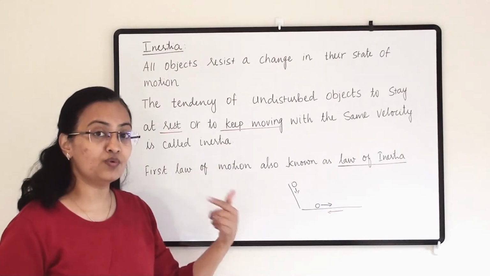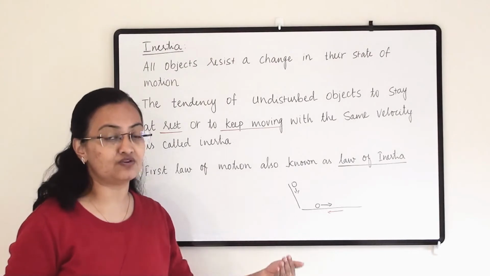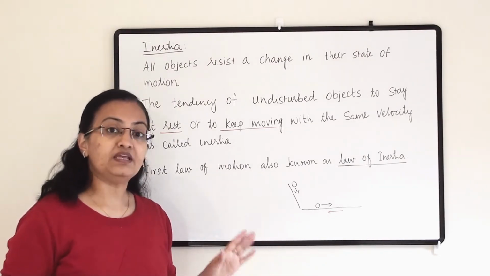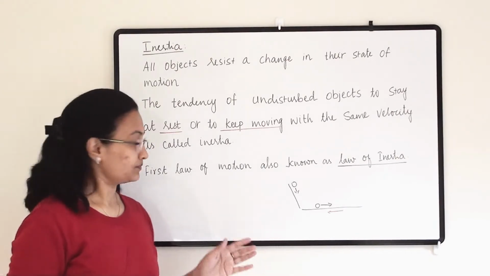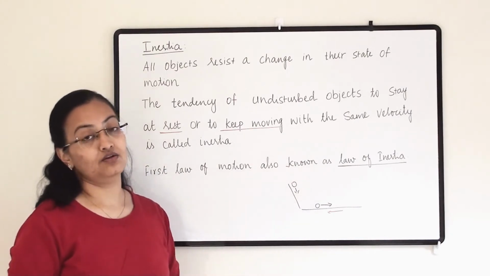So if it is moving, then it will keep on moving in the same direction with the same velocity in an ideal situation. So that is happening because of the inertia. The first law of motion is also known as the law of inertia.